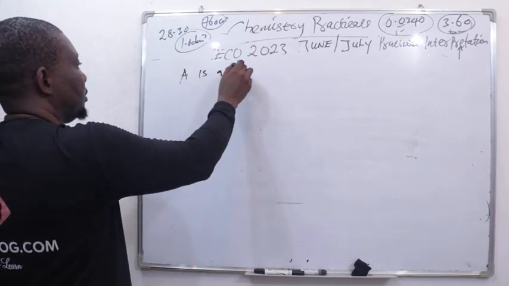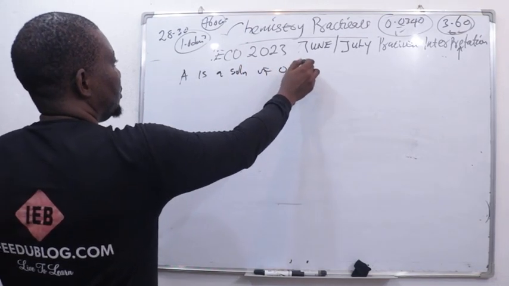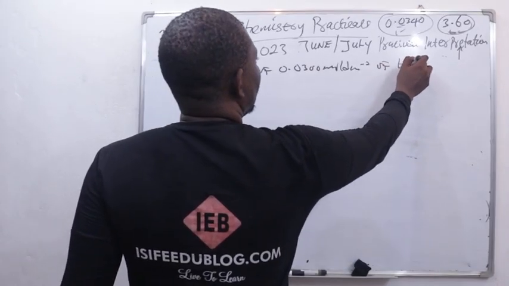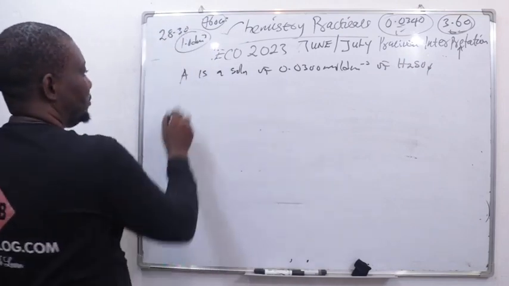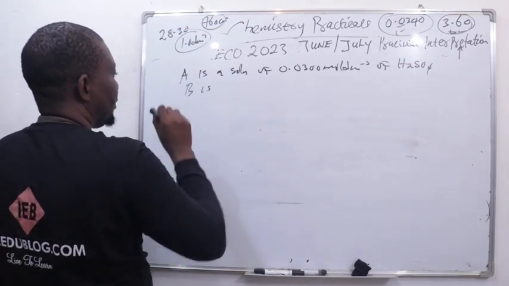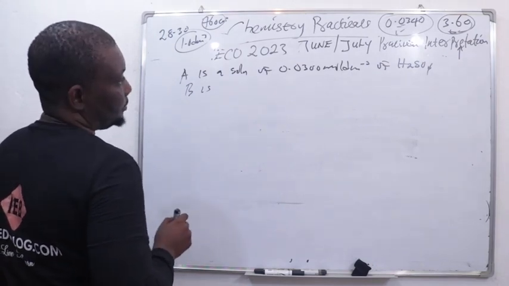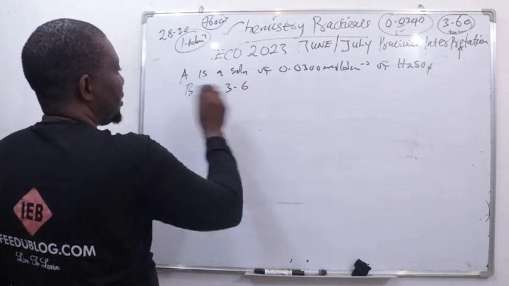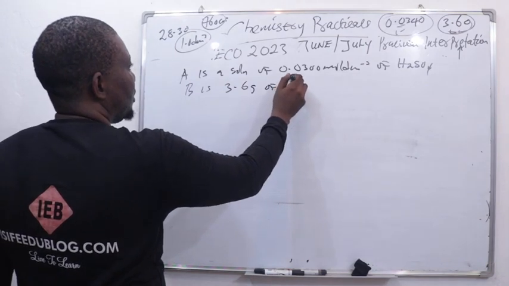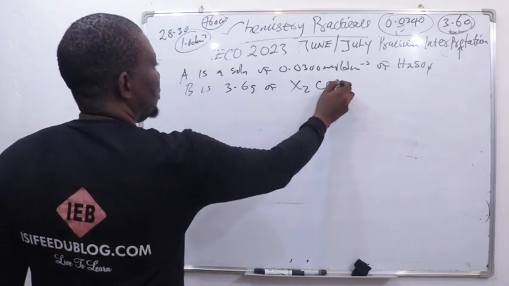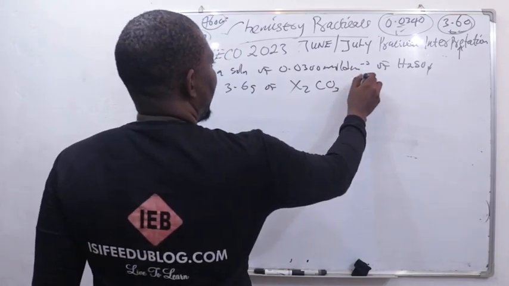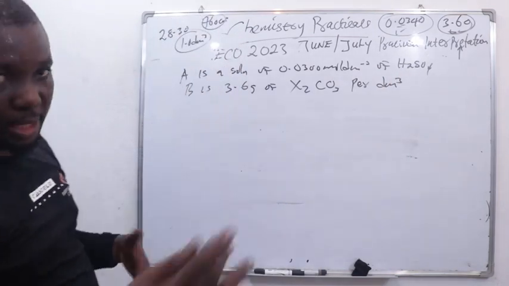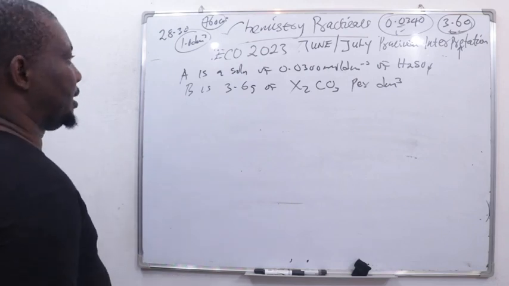A is a solution of 0.0300 mole per dm³ of H2SO4. Okay, and maybe B is 3.6 gram of X2CO3 per dm³. Okay, that's another way. We'll see another question, the same table, but this time we'll change the narrative.